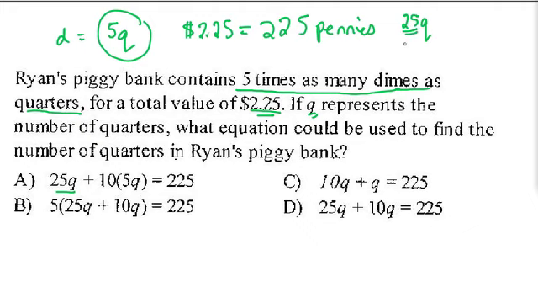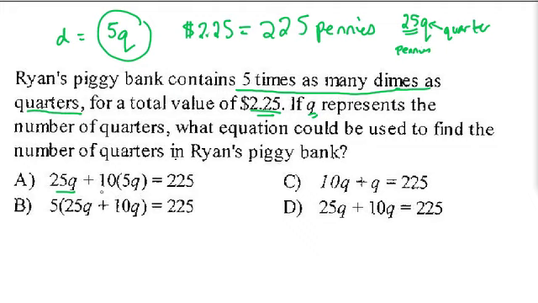It's the rate, or the value, the number of pennies, 25, times the number of quarters. And that makes sense, because if you have 3 quarters, that would be 3 quarters times 25, or 3 times 25 is 75 cents. That's just defining the number of quarters.